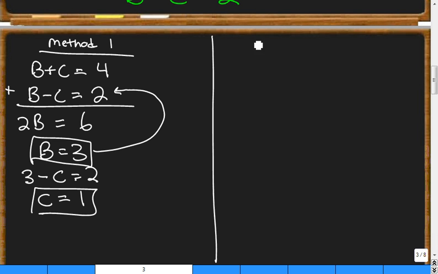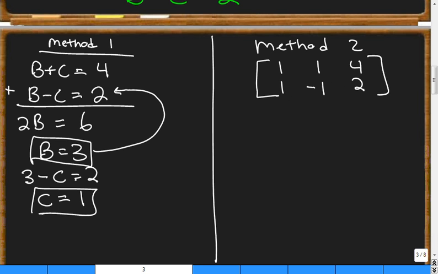Now, another method, method 2, would be to create a matrix and use that matrix to solve. To set this up, you have 1B, 1C, and the number 4, and you have 1B, and a -1C, and that equals 2. Then we run a row reduction, which is what we did. If the numbers are more complicated, you may not want to do method 1. If it's easy, like method 1, you could figure that out fairly quickly in other ways.